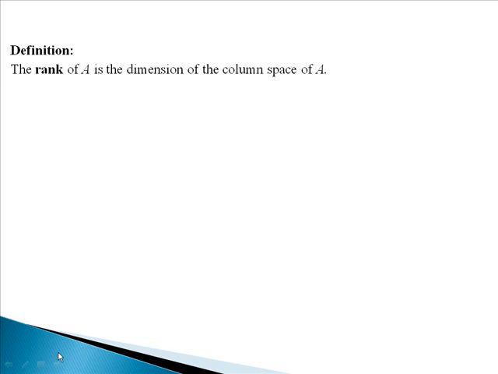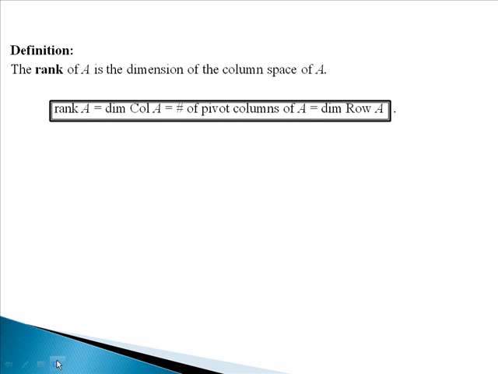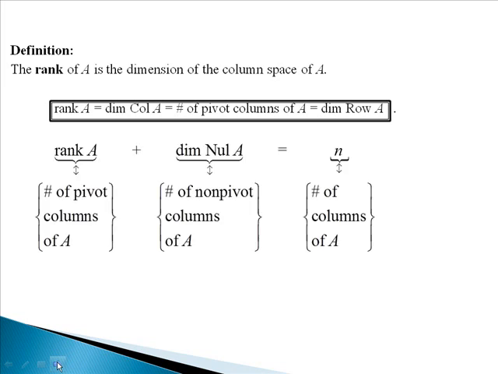So that leads us to a definition. The rank of A is the dimension of the column space of A. So we have this relationship holding up here: the rank of A equals the dimension of the column space of A, which is the number of pivot columns in A, which is equal to the dimension of the row space of A. So we can set it up here then. The rank of A, which is the number of pivot columns of A, plus the dimension of the null space, which is the number of non-pivot columns of A, should add up to the total number of columns in A, which was n.